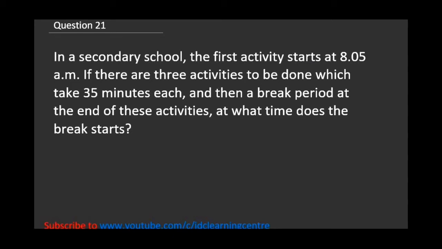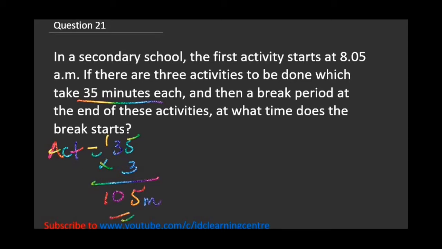So we have 3 activities to be done, which take 35 minutes each. The total time these activities will take will be 35 times 3. 3 times 5 is 15, put 1 here. 3 times 3 is 9 plus 1, 10, so 105 minutes. How many hours can I get from 105? If 60 minutes make 1 hour, I can get 1 hour. Remove 60, I will be left with 45. Yeah, 1 hour, 45 minutes.